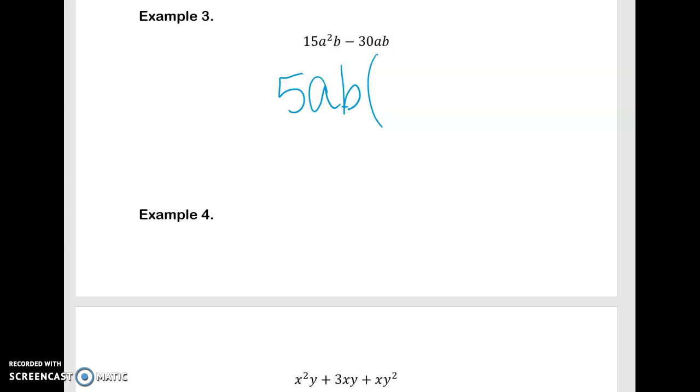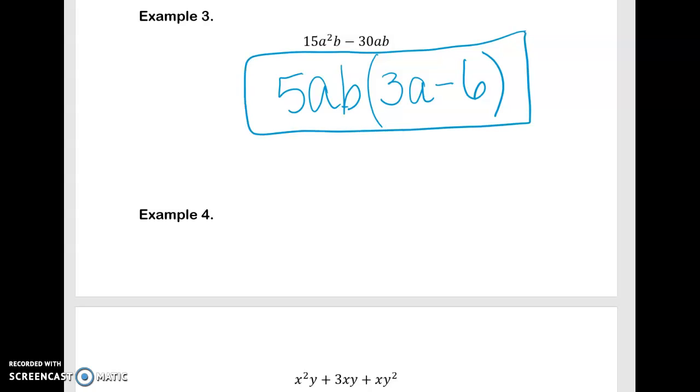5ab goes into 15a squared b, 3. 5 times 3 will give me my 15. What will give me my a squared? Another a to the first. And b, I won't write any b there because we already have a b to the first right here. Then 5ab goes into 30ab how many times? Minus 6 times because I already have an ab here. Now quickly mentally check: 5ab times 3a is going to be 15a squared b minus 30ab, and that is exactly what I wanted. So this is my factored form.